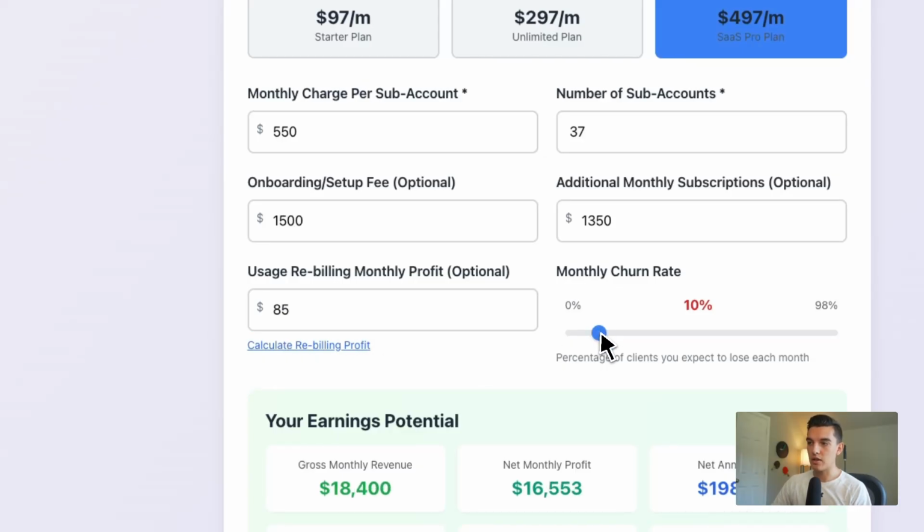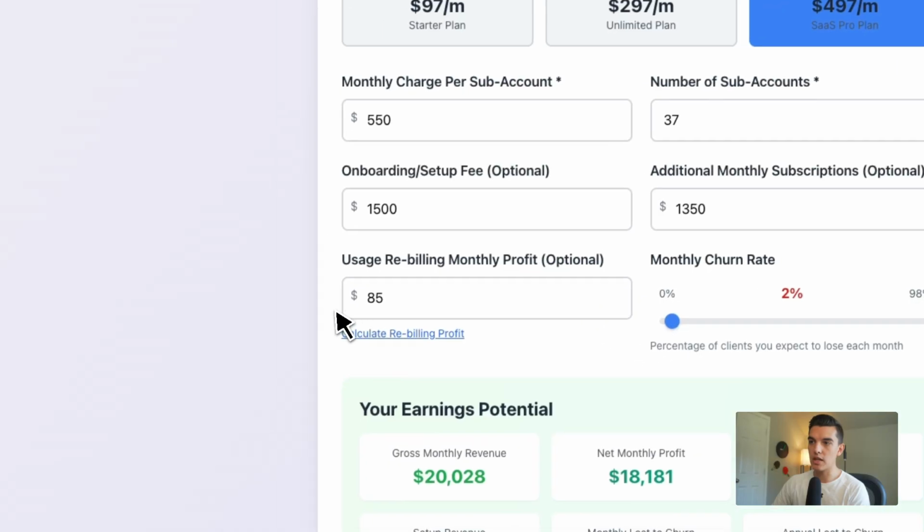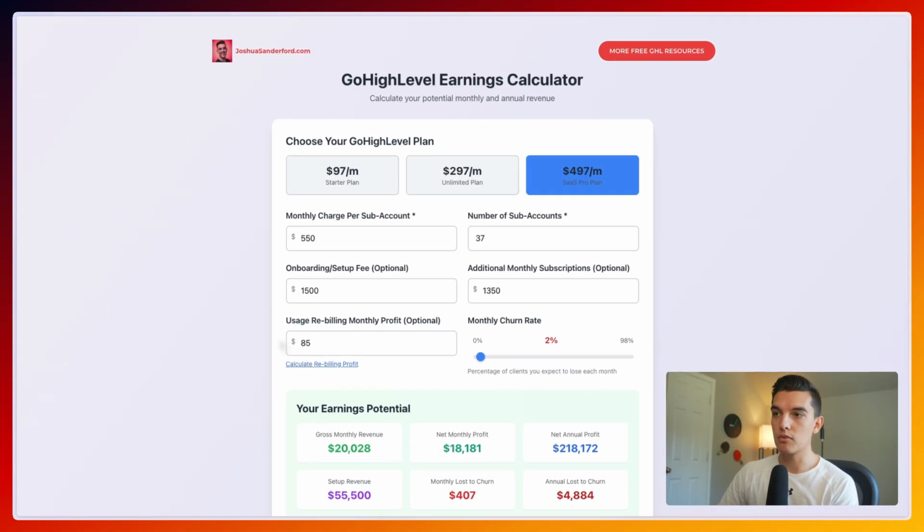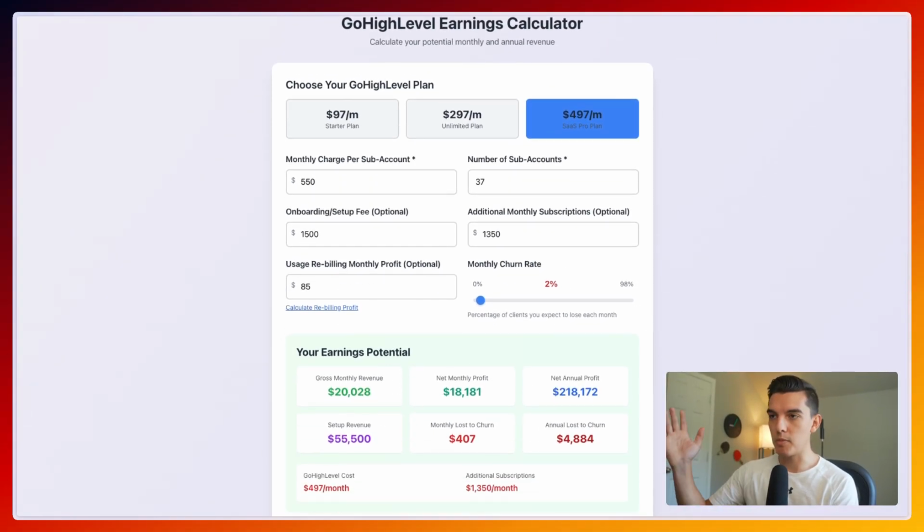And then I can come in here and estimate my monthly churn. Mine is super low, so I'm going to say just like 2%, but I really don't lose pretty much anyone. I've kept most of my people from the very beginning.